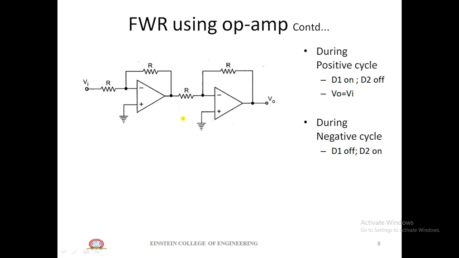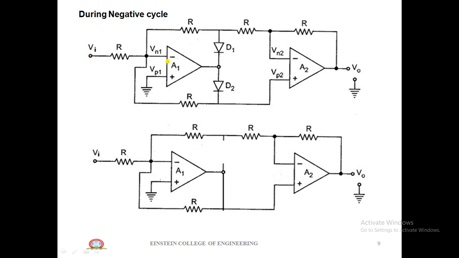Next we are going to see the negative cycle. So during the negative cycle, here also the input signal will get inverted. So we will get a positive signal. The positive signal is connected to the cathode of diode 1, so diode 1 will be off, and the positive signal is connected to the anode of diode 2, so diode 2 will be on. We can redraw this circuit diagram. Here diode 1 will be off and diode 2 will start conducting.